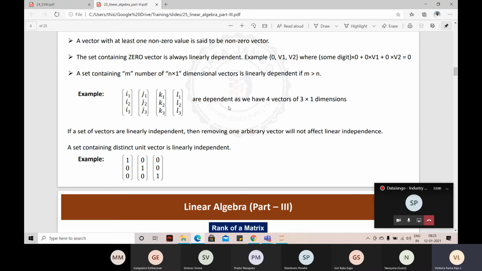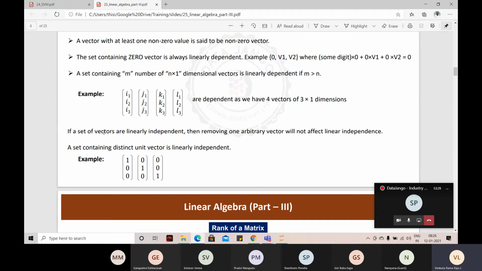So 4 vectors with 3 by 1 dimension. We say the dimension of this vector is 3, and this vector's dimension is 3. When you say vector, only one column is going to be there. When somebody says dimension 3, that means 3 values are there. Dimension 10 means 10 values. On a vector, you will have only one column.